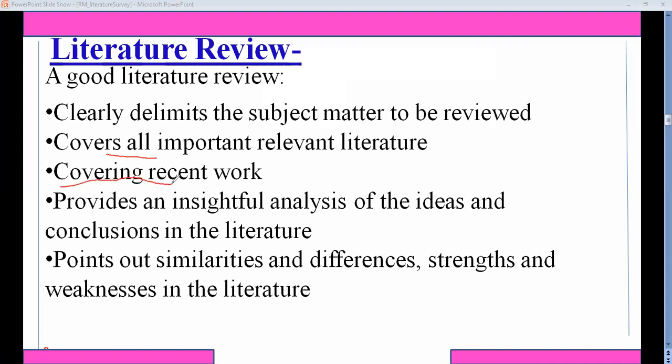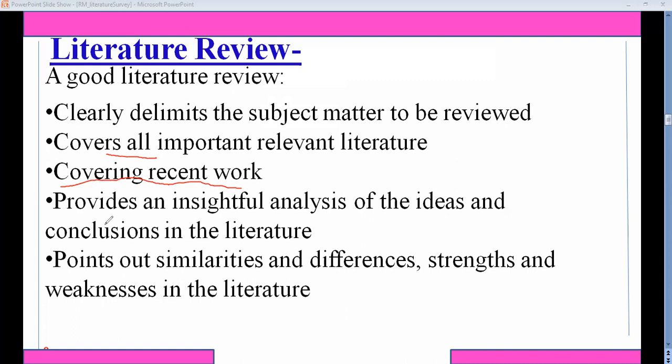Then don't forget, please understand, it is a very, very clear guideline for you that you have to include the recently published papers. Maybe now it is 2023, so you have to include the papers published in 2023, 22, 21, like this. Because when we write the thesis, maybe after 3 years, it will be 2026. So you have to go on including recent work also. That is a very important thing here.